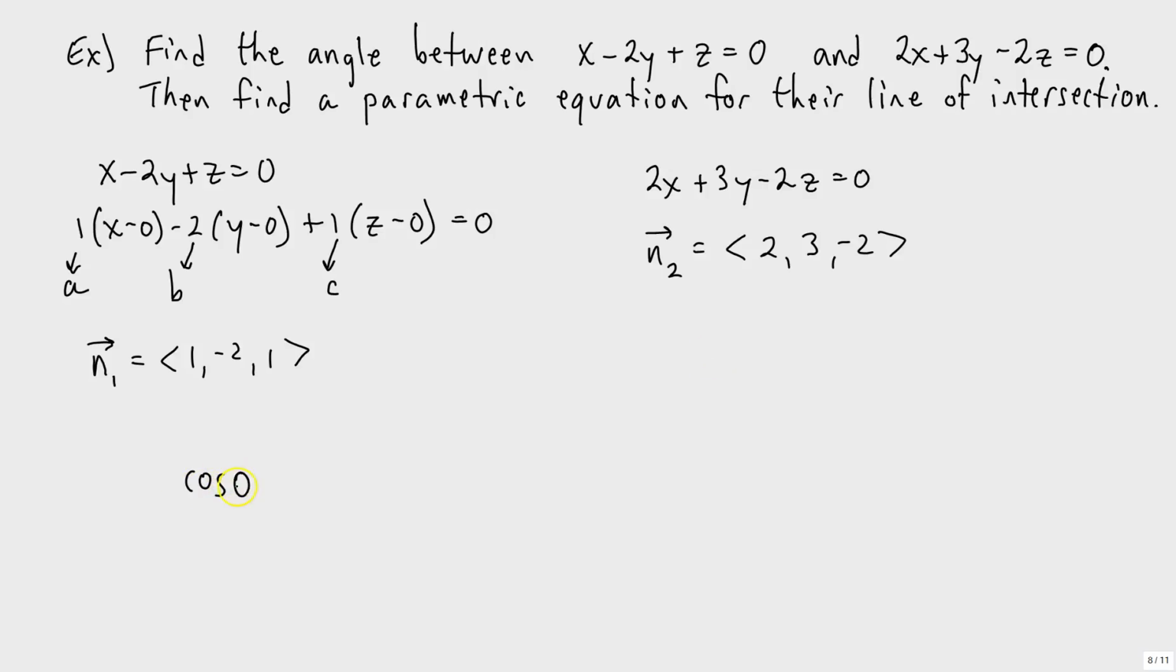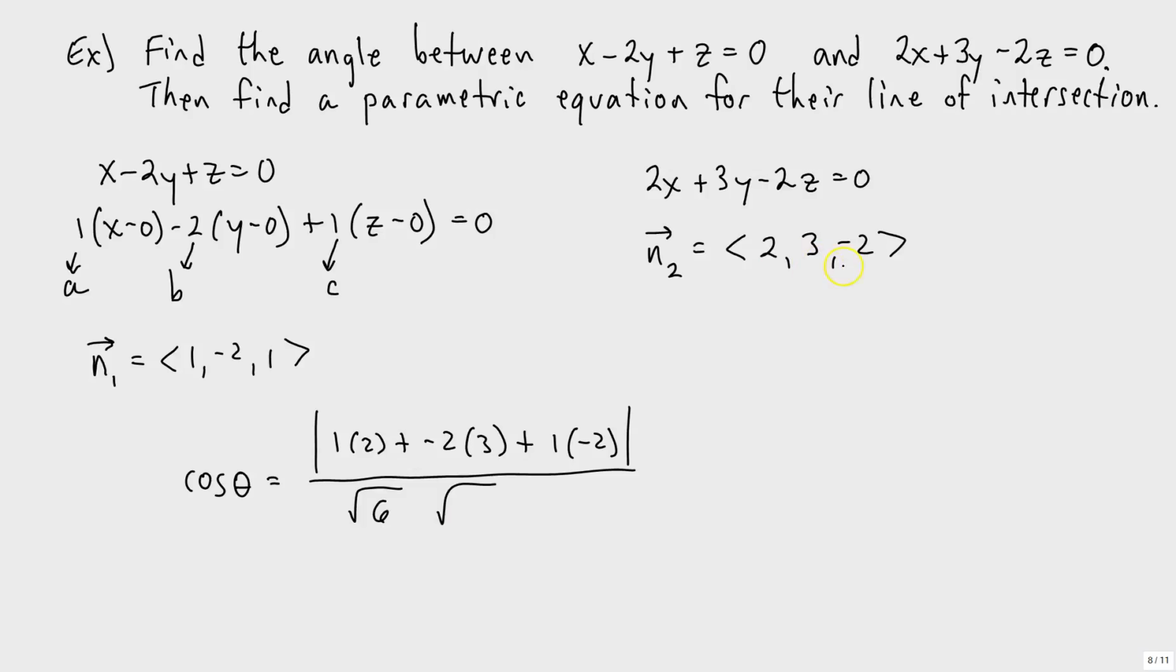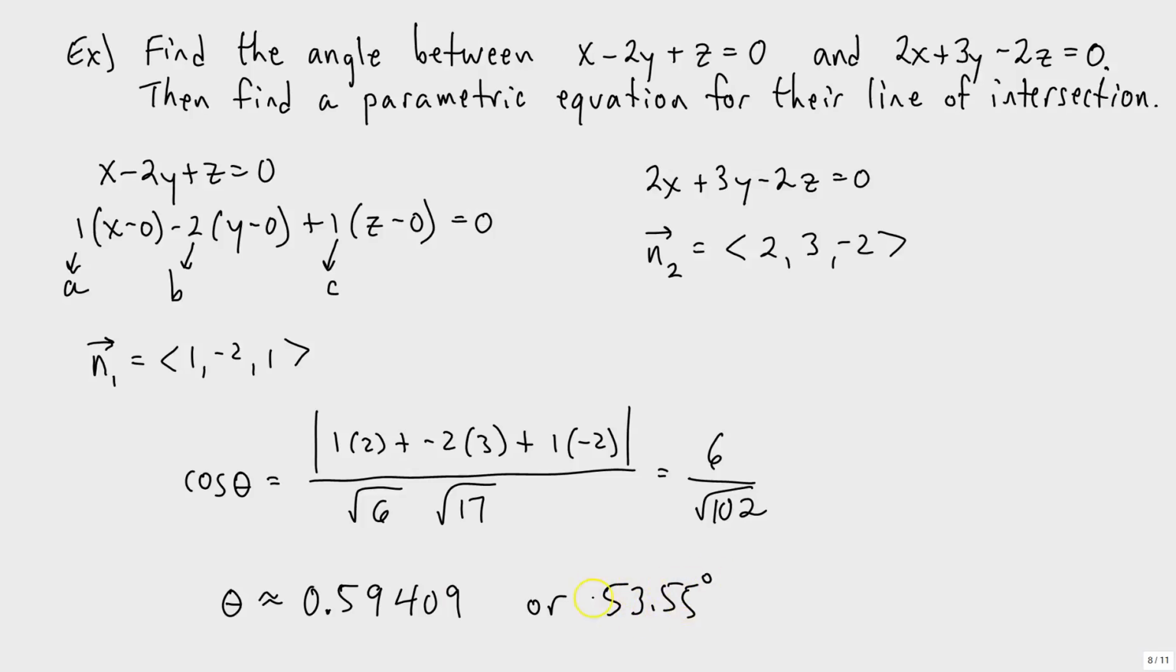So cosine of the angle between these two planes, well, let's do the dot product. So that'd be 1 times 2 plus negative 2 times 3 plus 1 times negative 2, and then do the absolute value. Then we'll do the length of this one, which would be 1 plus 4 plus 1, which is 6, square root of 6. And then the length of this one would be 4 plus 9, 13 plus 4 would be 17, square root of 17. Which comes out to be 6 over the square root of 102. So we do inverse cosine, and that angle comes out to be about 0.59409 radians or 53.55 degrees. So the angle between those two planes is just over 53.5 degrees.